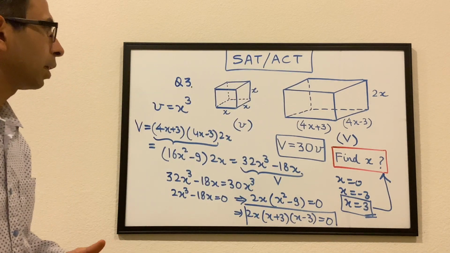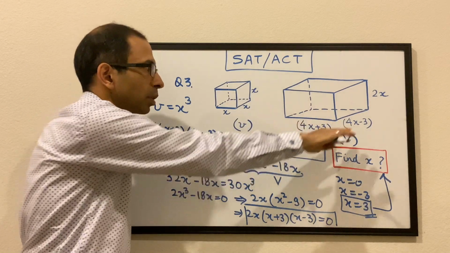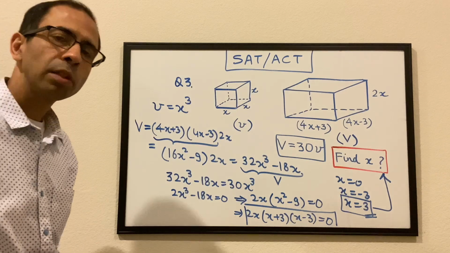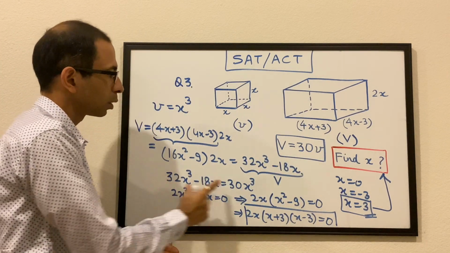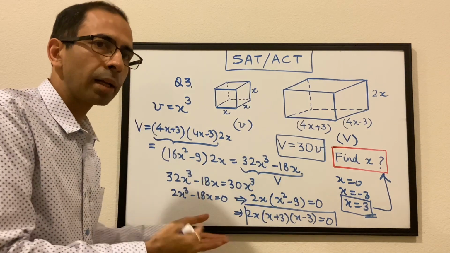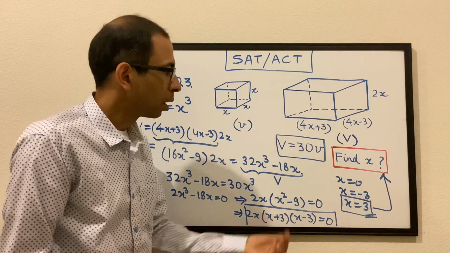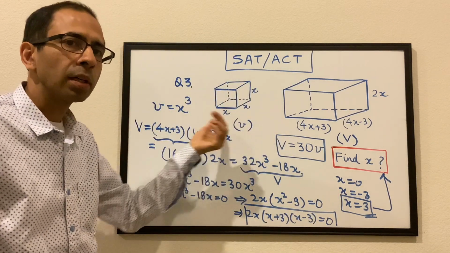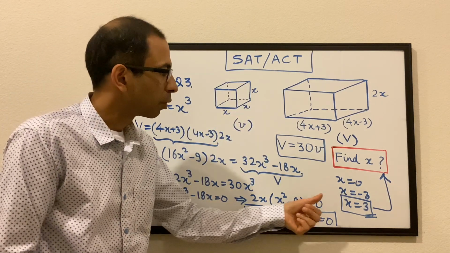Just to quickly reiterate, we found the volume of this rectangular prism using these dimensions. We found the volume of the cube. We used the relation they have given us, that capital V is equal to 30 small v. We brought everything to one side and solved it like an algebraic equation. It's a cubic equation, so we are expecting 3 values, but out of those 3 values, these 2 are meaningless because x stands for the side of the cube, right? It can't be negative or 0. So the value of x is 3.